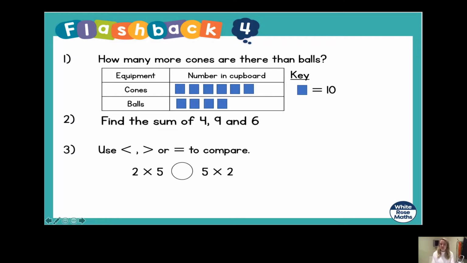So here is your flashback. You have 3 questions. In the first question you need to work out how many more cones there are than balls. Okay, so you are finding the difference. What did you need to do to find the difference?